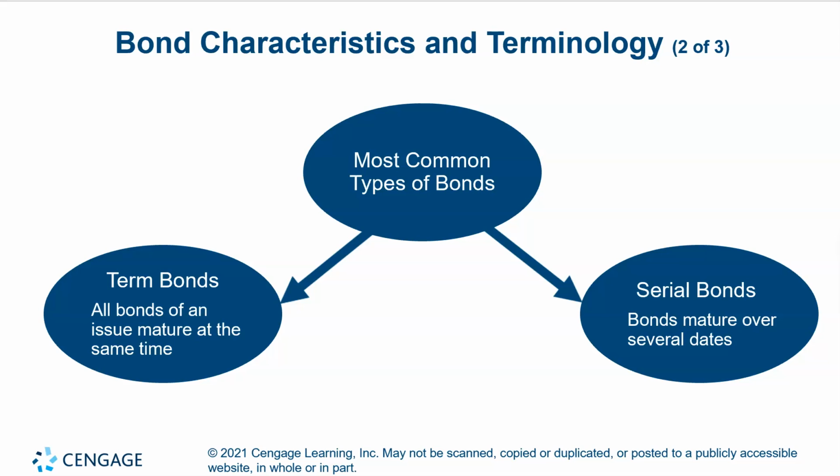So, two common types of bonds. One is term bonds. All of these bonds mature at the same time. So let's say they all mature in 20 years. You've got to pay them all back on the same date. Serial bonds mature over several dates. So you may pay them back over a 3-year time span.